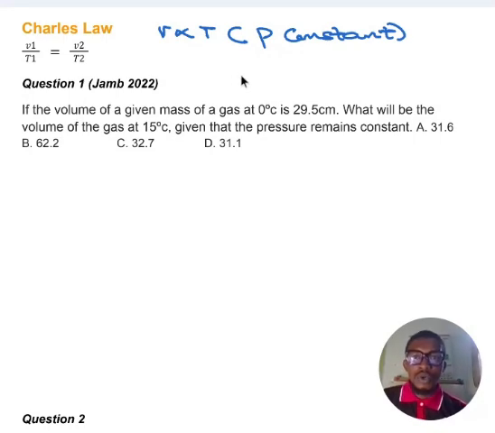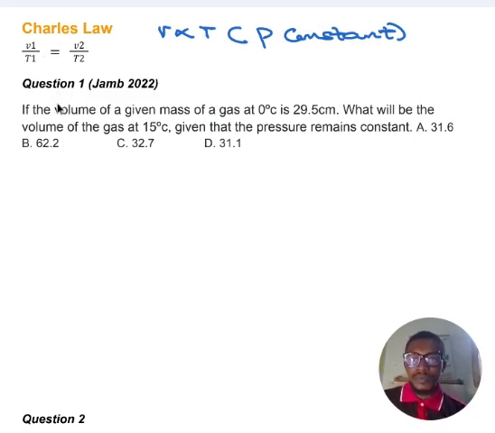Now, how do we know that we are solving Charles' law? When you're given a question and in the parameters you were given volume and temperature only, you're given initial volume, final volume, initial temperature, final temperature, then you know it is Charles' law. Or you were told that the pressure remained constant or the pressure is kept constant, then it is Charles' law. Let's take a look at some questions.